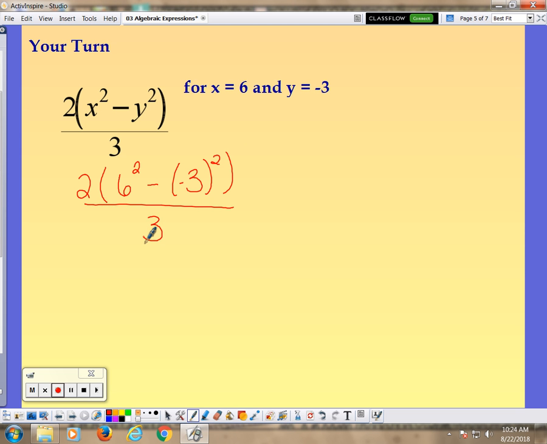Make note, ladies and gentlemen, right here. I put parentheses around that because it says y squared. And if y is negative 3, I need to square the negative 3. I'm not squaring just 3, I'm squaring negative 3.